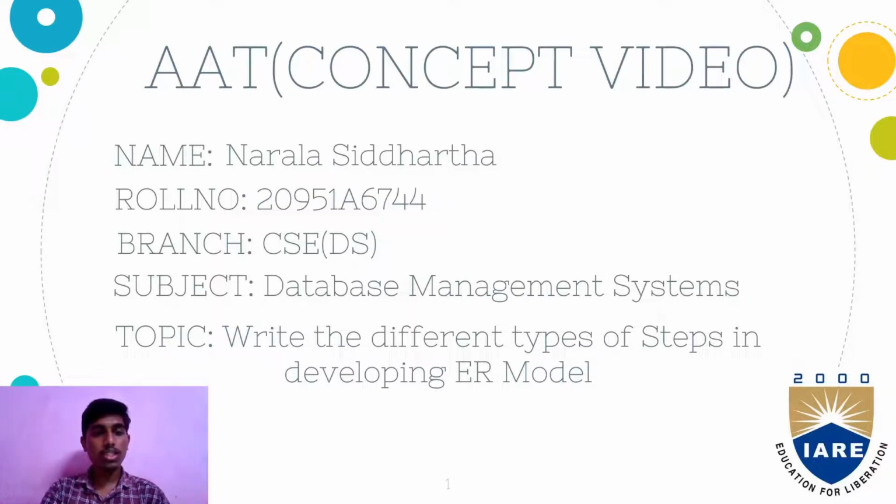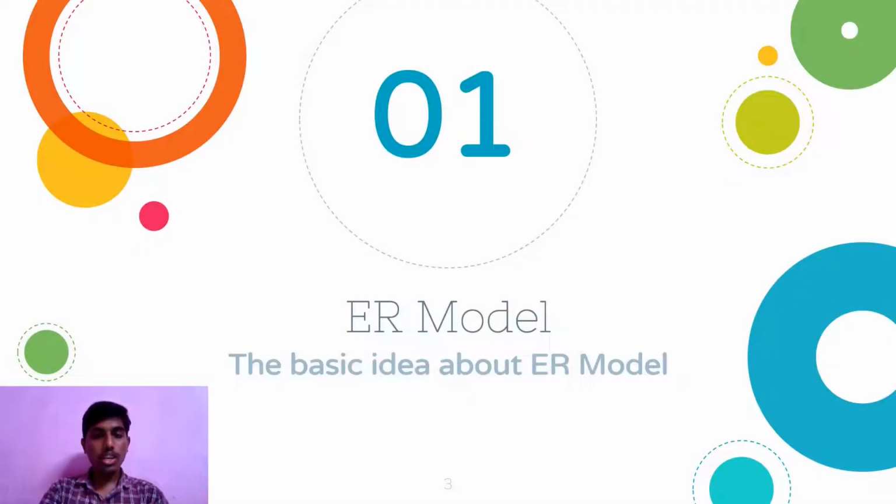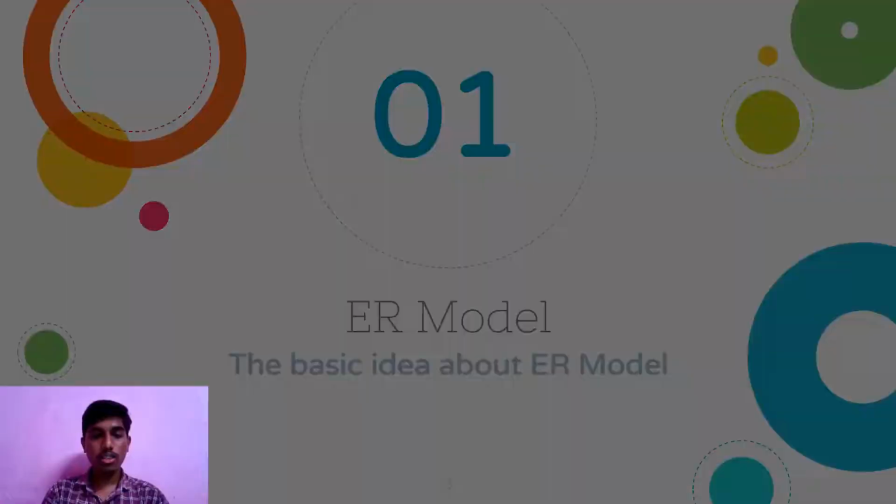Today my subject is database management systems. My topic is: write the different types of steps in developing ER model. So let's start. I mainly divided the content into two parts. In the first part, I'm going to discuss the ER model, the basic idea about the ER and its relationships. And then in the second part, I'm going to discuss the different types of steps in developing ER model. So let's begin. ER model, the basic idea about ER model.